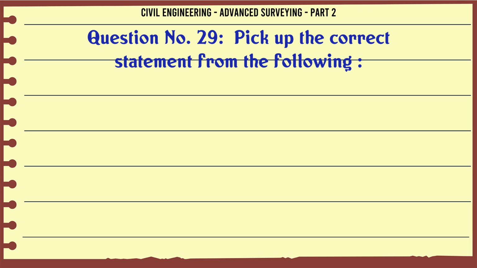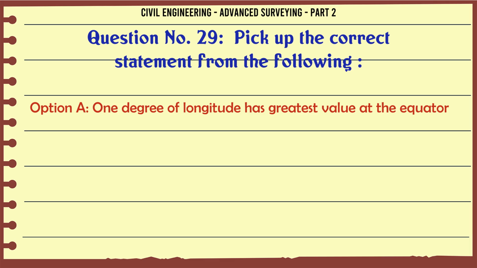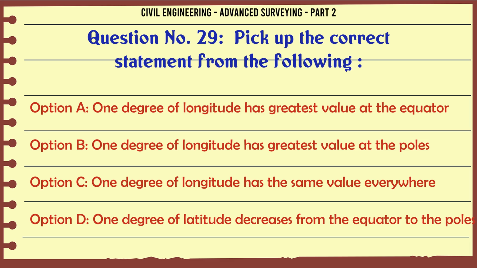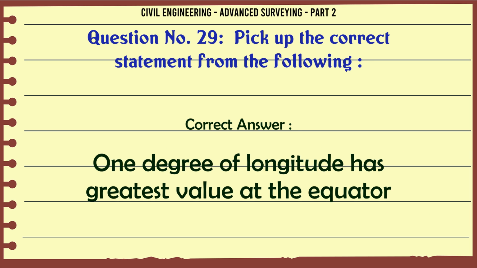Pick up the correct statement from the following. A. 1 degree of longitude has greatest value at the equator. B. 1 degree of longitude has greatest value at the poles. C. 1 degree of longitude has the same value everywhere. D. 1 degree of latitude decreases from the equator to the poles. The correct answer is 1 degree of longitude has greatest value at the equator.